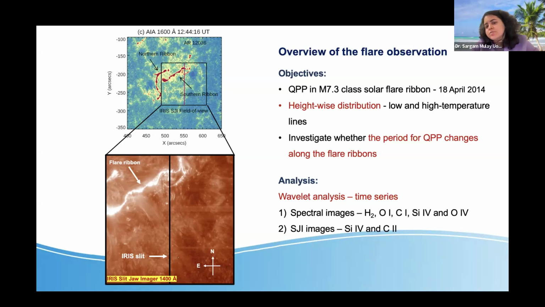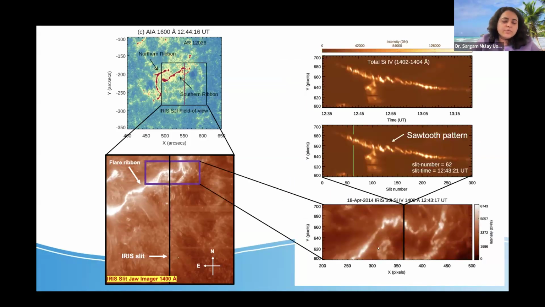For these objectives, we have studied QPPs using wavelet analysis. We have taken into account various different lines in IRIS, such as molecular hydrogen, oxygen I, carbon I, silicon IV and oxygen IV, and we also used slit-jaw images in silicon IV and carbon II to study them. We are interested in only this small part of the solar flare ribbon where the flare ribbon was nicely captured in the IRIS slit position.